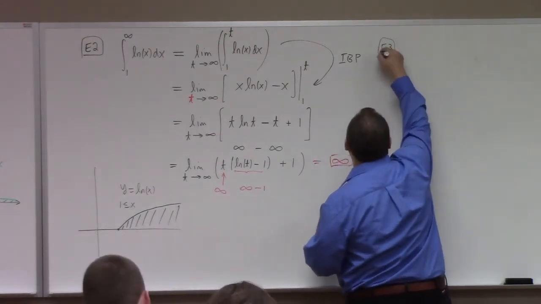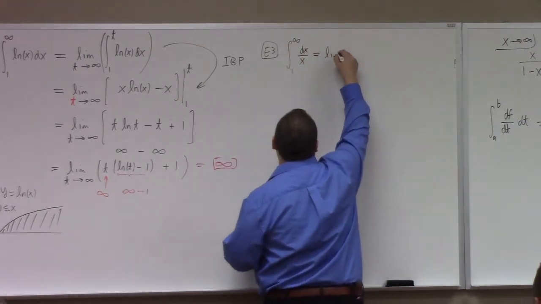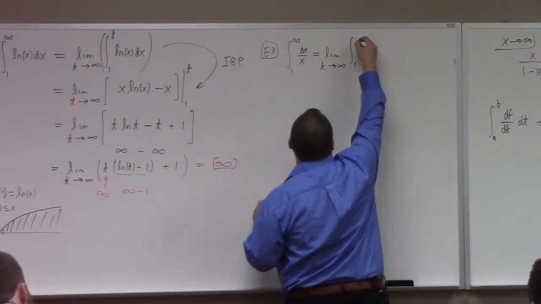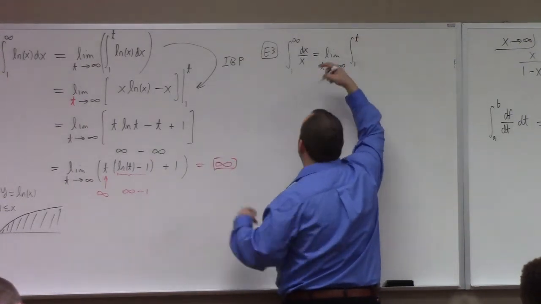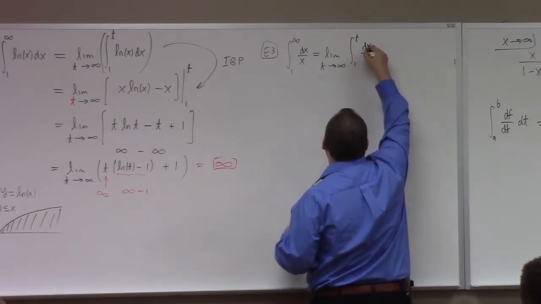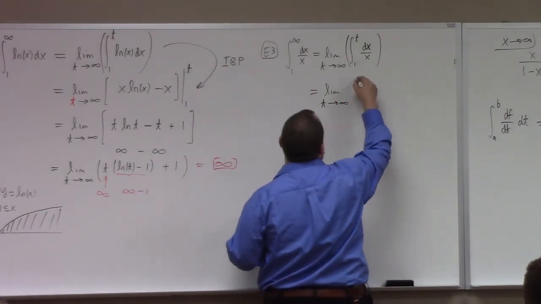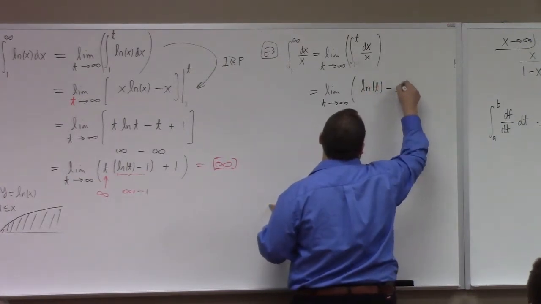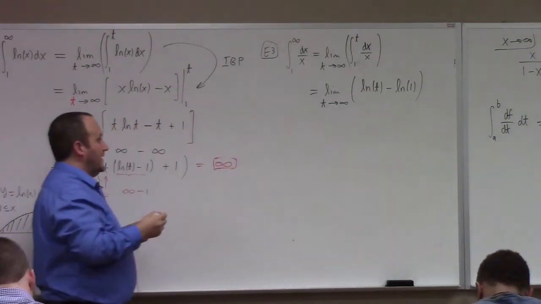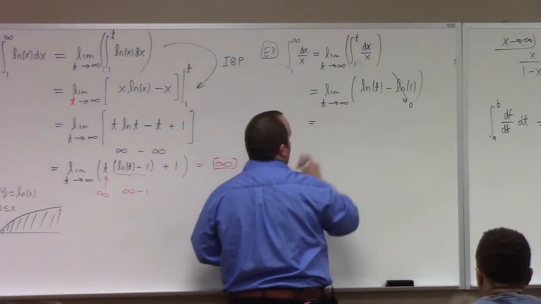Example 3, integral from 1 to infinity of dx over x. Here we go. Limit, t goes to infinity. You know what happened is I got confused about what I wanted. I wanted this one, but I wrote that one. It's easy enough to do. They're related, right? In the following way. Of course, the natural log of 1 is 0. Natural log of t goes to infinity.